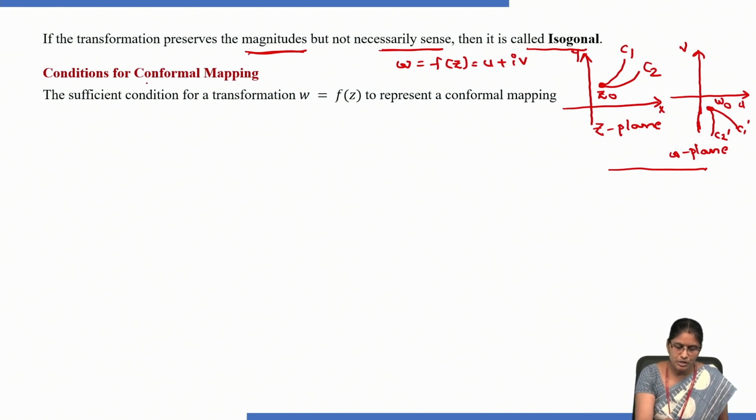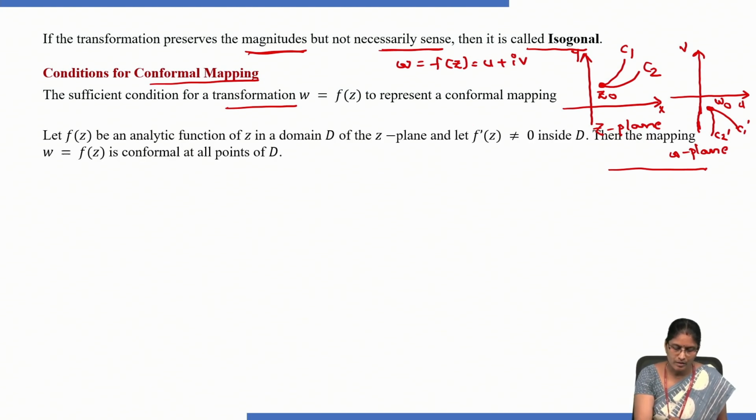Next, conditions for conformal mapping. The sufficient condition for the transformation w is equal to f of z to represent a conformal mapping is: let f of z be an analytic function. So analytic function means it is differentiable at each and every point in the z plane. In a domain D of the z plane, let f dash of z be not equal to 0 inside the domain, then the mapping w is equal to f of z is conformal at all points of the domain D. So this is the sufficient condition for the transformation w is equal to f of z, which is equal to u plus iv.